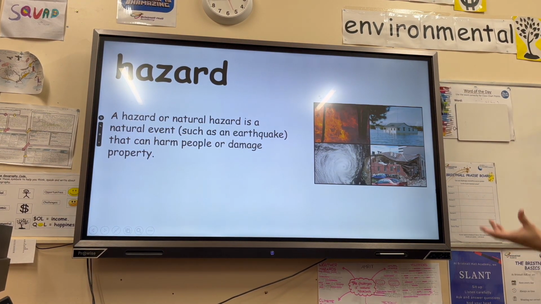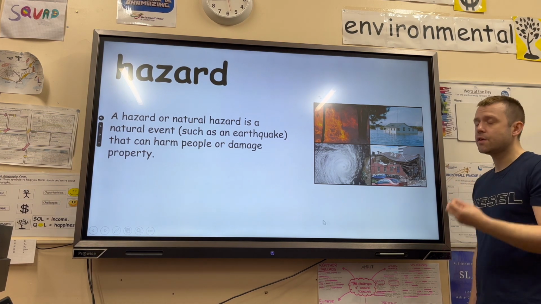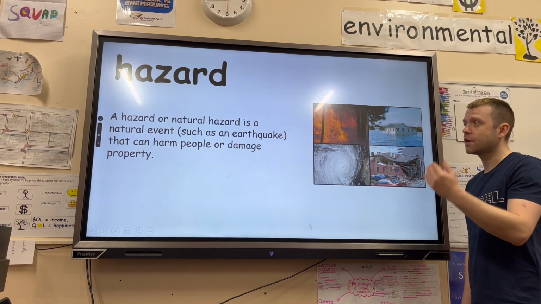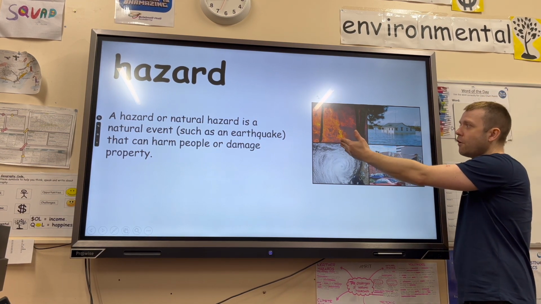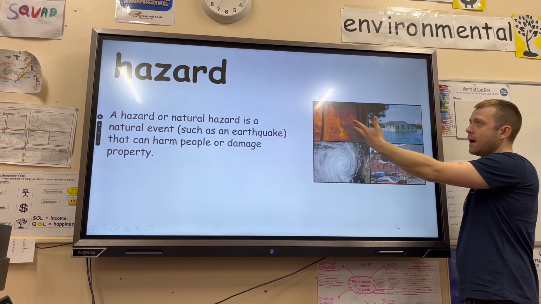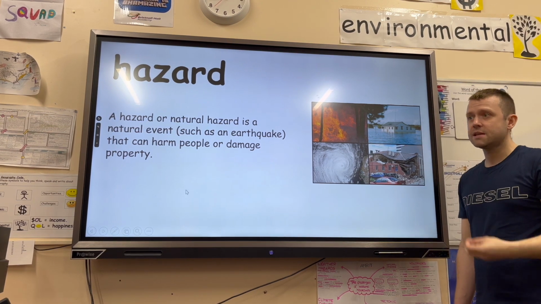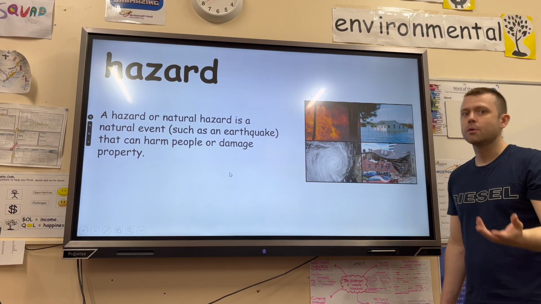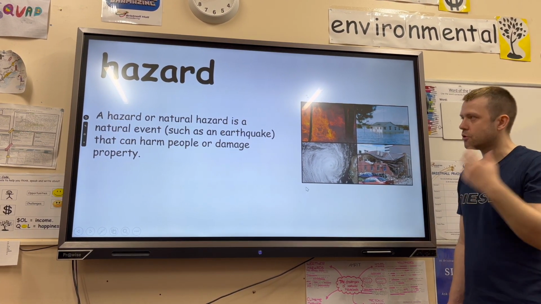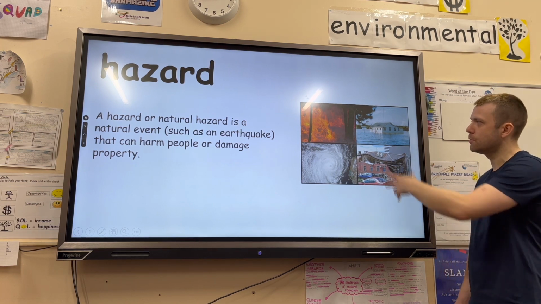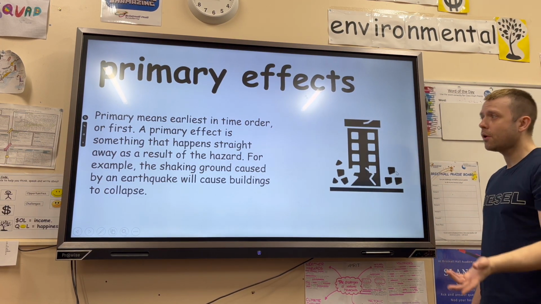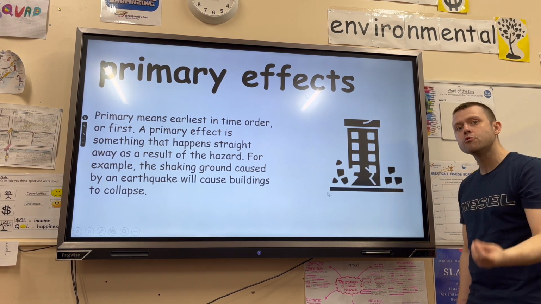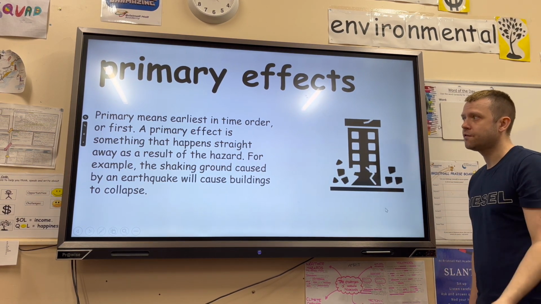A hazard, as I've already stated, is anything that happens that can harm people or damage. For example, if there was a forest fire and nobody lived there and there was no property, technically it's not a hazard, although it is going to cause larger global hazards moving forward due to the release of CO2 and destruction of habitats. Primary, like when you went to primary school before secondary, means first.